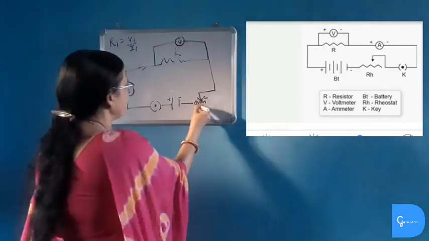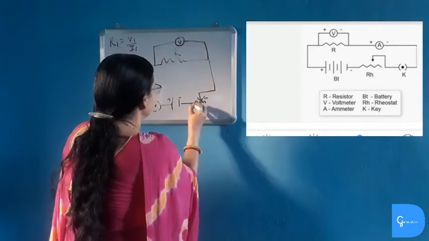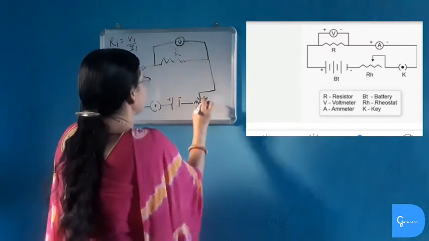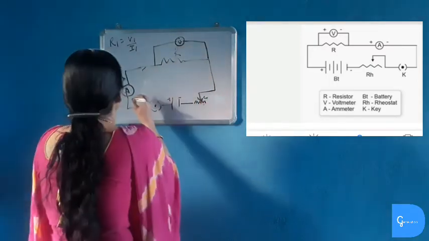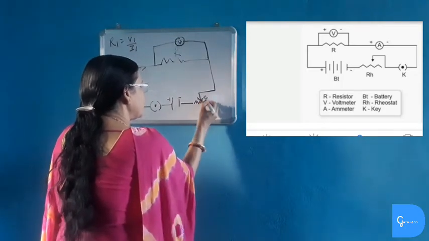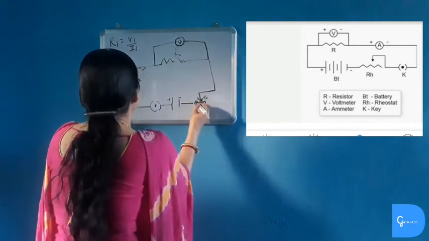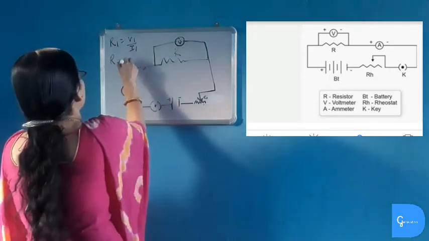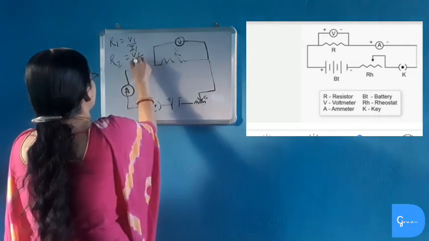I1. The rheostat is adjusted in such a way that in the first case only a little amount of current flows through the circuit. Now we will increase the current flowing in the circuit by changing the slide at point C. We will decrease the resistance, so current flow will increase. Again we will note down R2 is equal to V2 by I2.